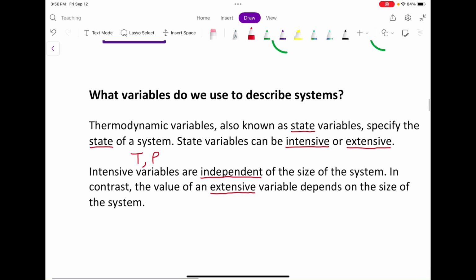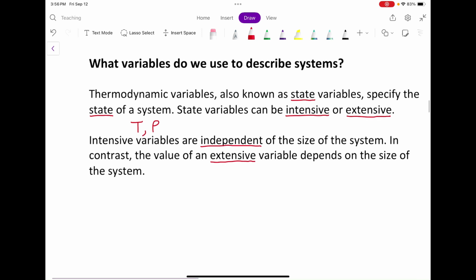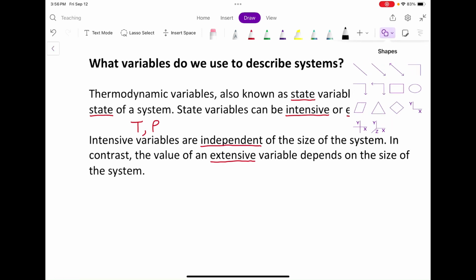In contrast, extensive variables do depend on the size of the system. I should also mention that intensive variables don't depend on the amount of matter or the amount of particles present in your system either. So let's illustrate this distinction with a short example.